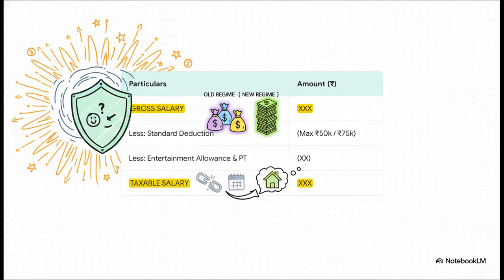Right off the bat, we get some deductions. The big one is the standard deduction. It's just a flat amount you can subtract, no questions asked. And check this out, it's 50,000 rupees under the old regime, but a much nicer 75,000 under the new regime. That is a really important difference. You can also knock off any profession tax you've paid.